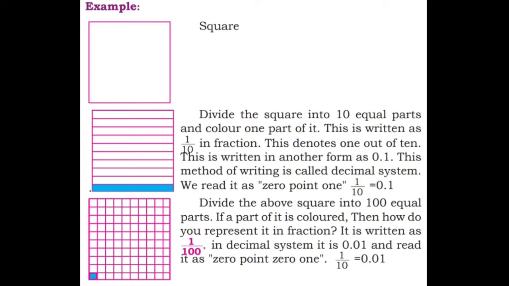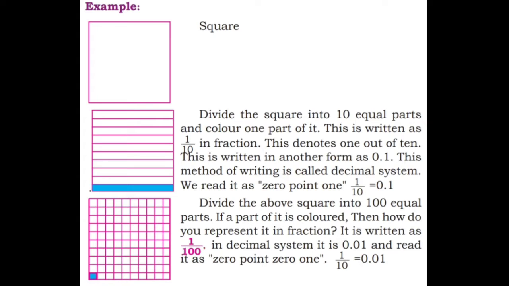Example, square. Divide the square into 10 equal parts and color one part of it. This is written as 1 by 10 in fraction. This denotes 1 out of 10. This is written in another form as 0.1. This method of writing is called decimal system. We read it as 0.1. 1 by 10 is equal to 0.1.